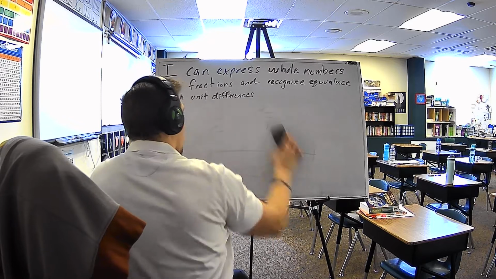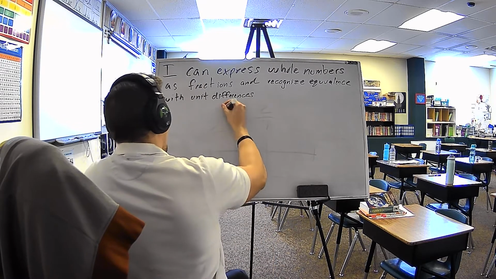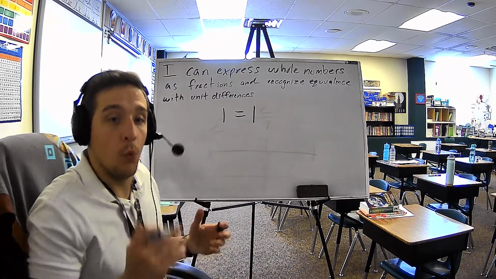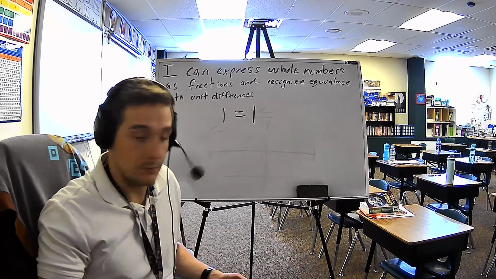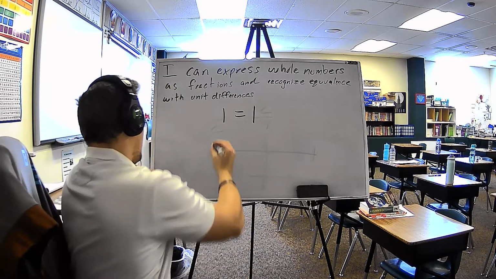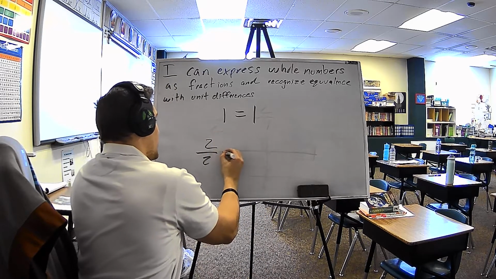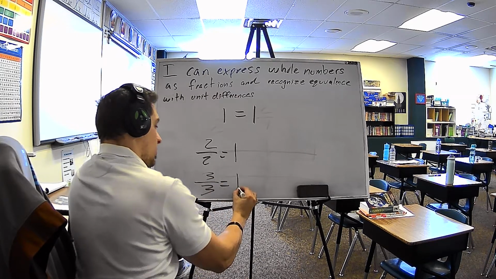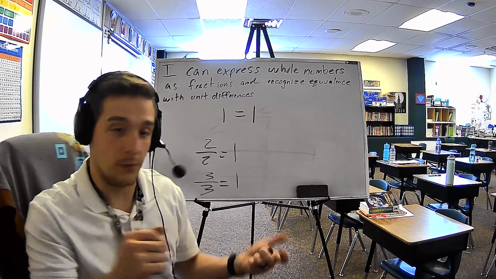So long story short, we know that 1 equals 1. That's a pretty basic thing. We know 1 equals 1, right? But we also know 1 can equal other things. We've learned that 2/2 is equal to 1. We also learned that 3/3 is equal to 1, and so on and so forth.